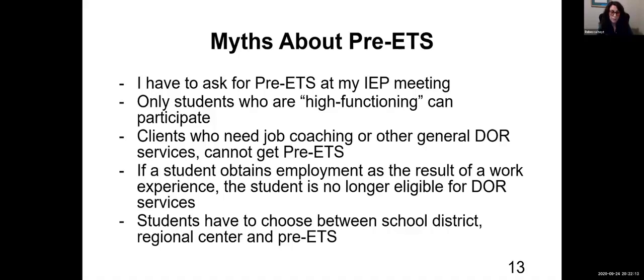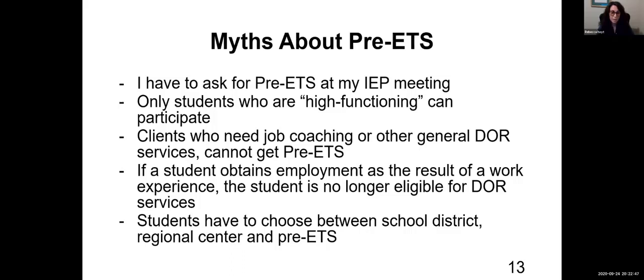Another myth is that only students who are, quote unquote, high functioning can participate in these services. The aim under WIOA is really to serve students with significant disabilities to prevent referrals to sub-minimum wage employment. So the legislative focus is on serving people with the most significant disabilities. Significance of disability should not be a reason why someone is not receiving pre-employment transition services.